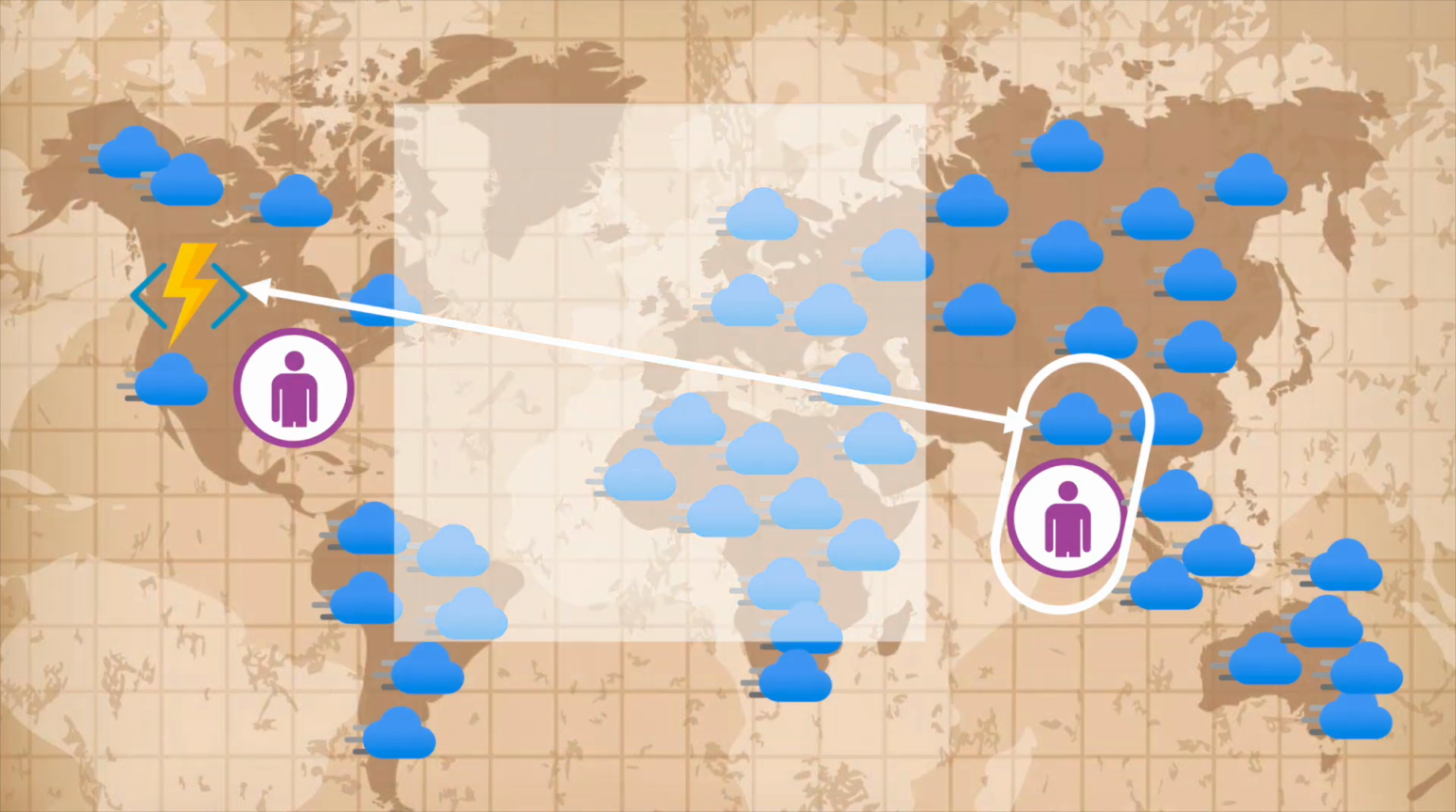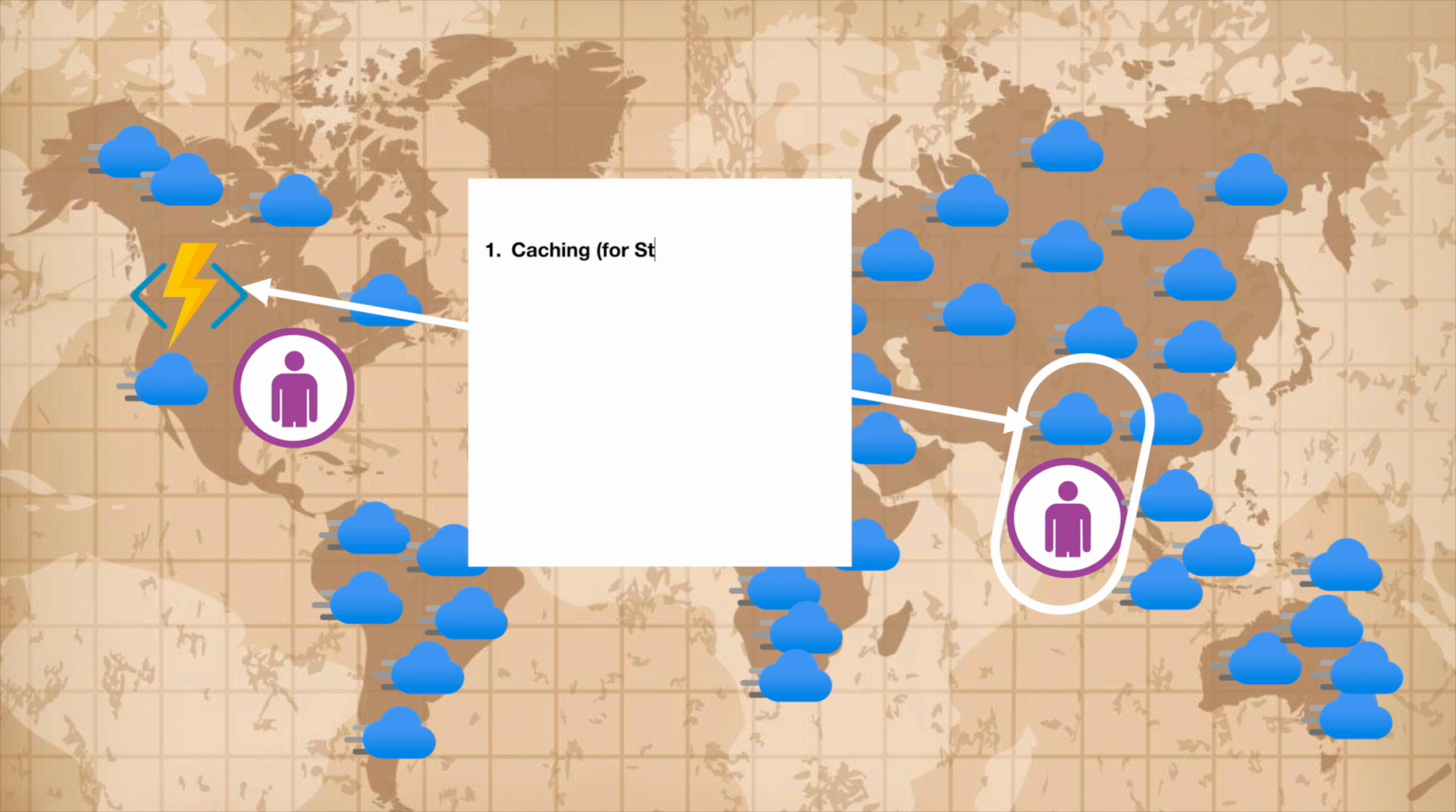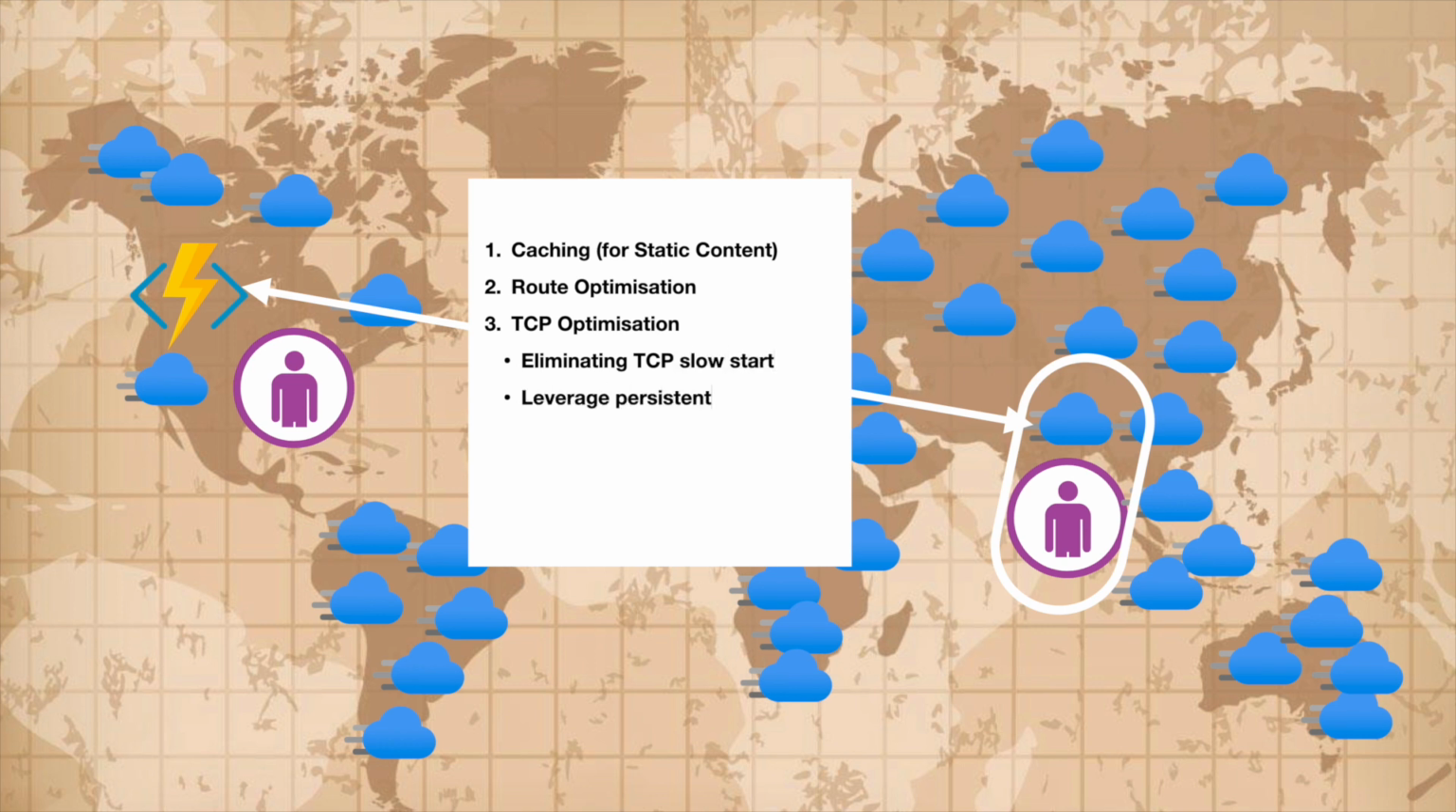CDNs use multiple ways to reduce latency. For static content, such as single-page web applications and images, CDNs use caching. For dynamic content, such as APIs, CDNs use route optimization and various TCP optimizations. Eliminating TCP slow starts, using persistent connections, and tuning TCP parameters are a few of the tactics.